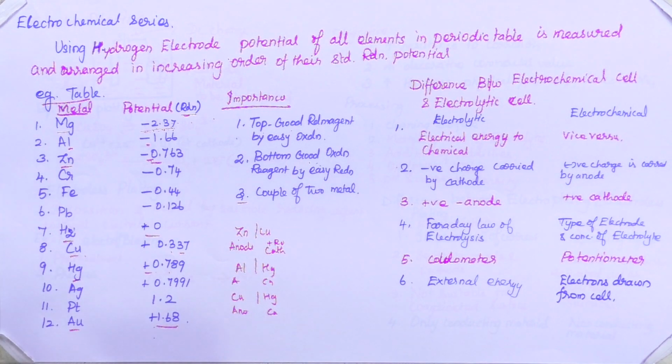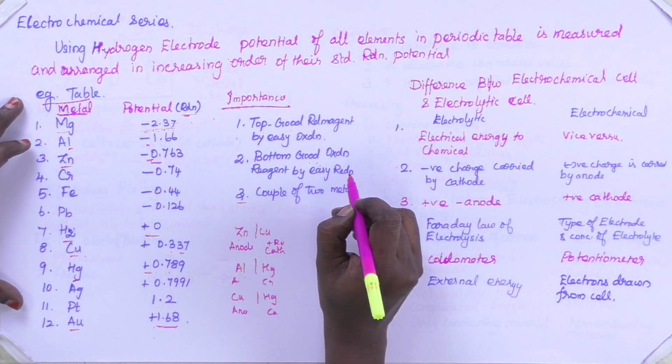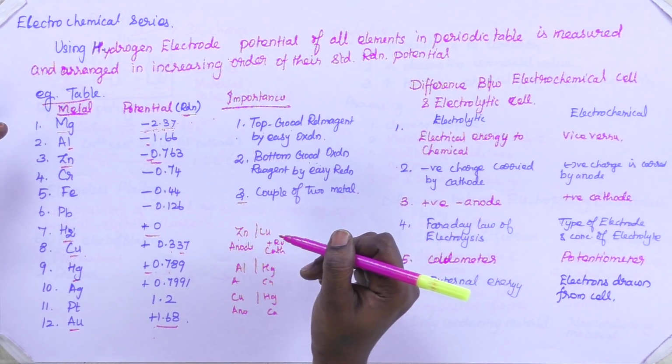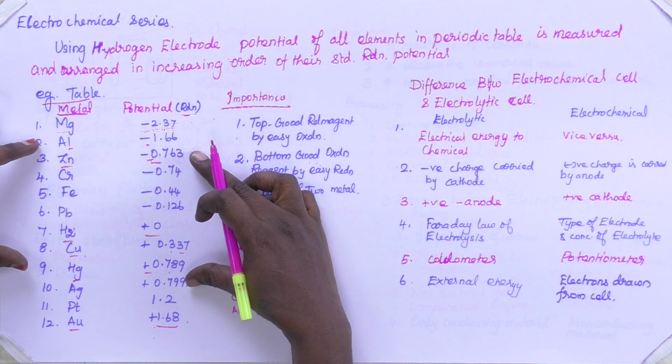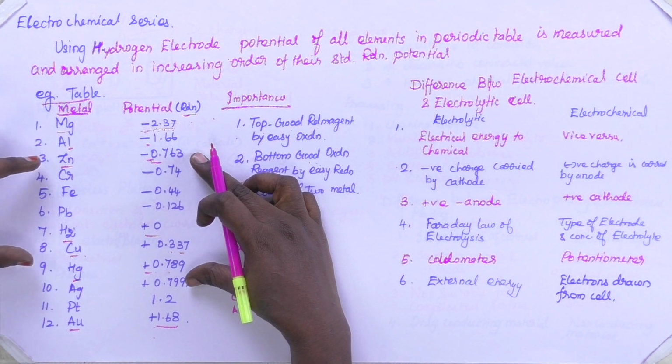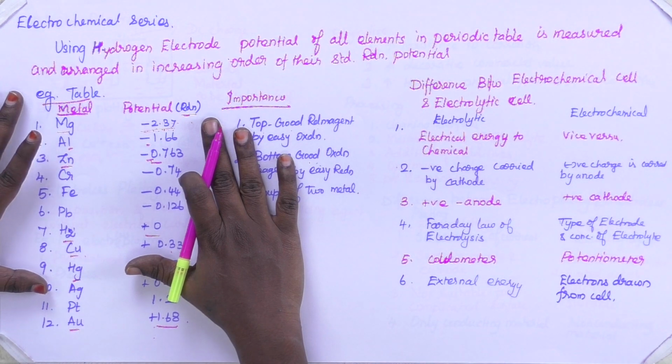The first one is the mode of reagent capacity, that is, whether it acts as a reducing agent or an oxidizing agent, which we can get from the electrochemical series. Second, by coupling two different metal ion electrodes, which one acts as an anode and which one acts as a cathode. That information we can find theoretically, without doing an experiment. This is the application of the electrochemical series.